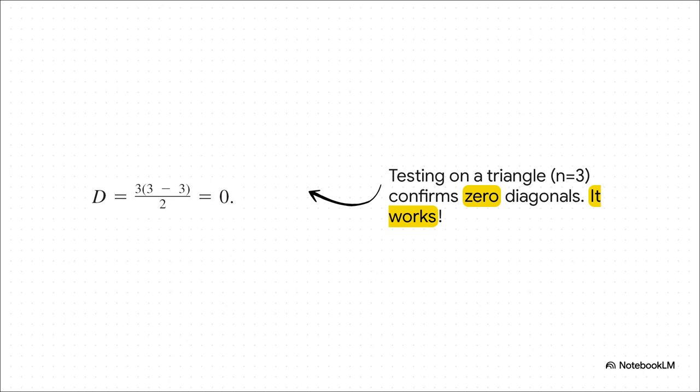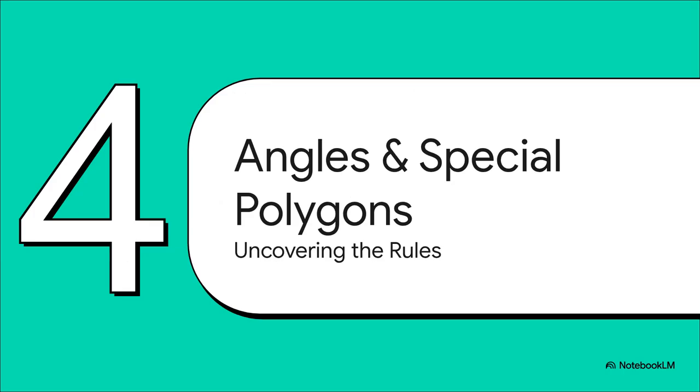Let's try it with a triangle where n equals 3. So we follow the formula. We get 3 times, well, 3 minus 3 is 0. So 3 times 0 is just 0. And 0 divided by 2 is still 0. Bam! The formula perfectly matches what we already saw. It actually works.